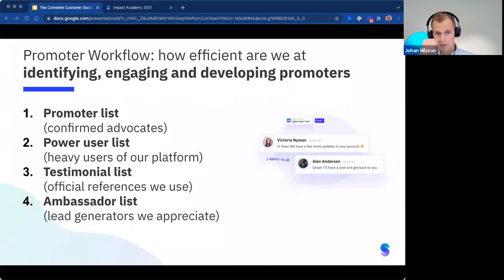Of course, we have these testimonials that we usually have on the web or in the sales material. We need to keep track of those so we don't lose them or they quit being a reference for us somehow. So many ways to keep track of these key persons within the customers we have.